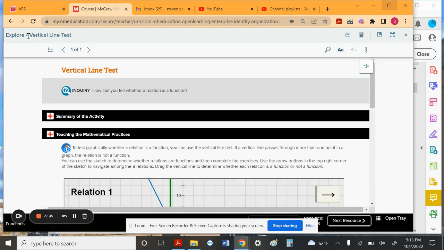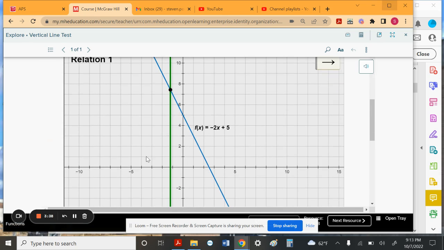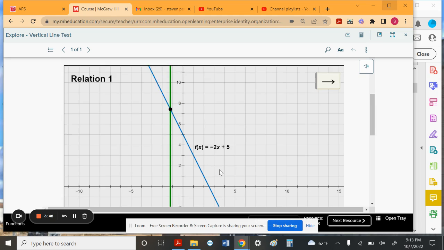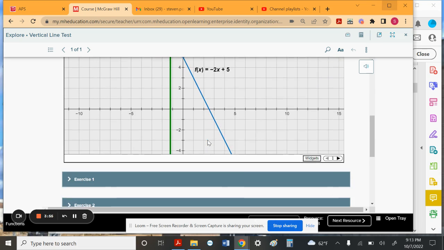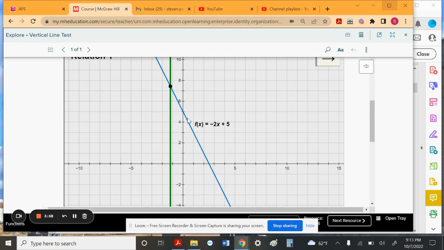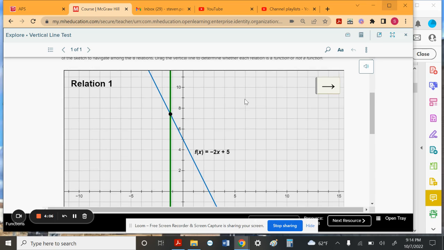And here it is. Vertical line test. What's important about it is that we use it to check. So notice here we have a line, which is f of x equals negative 2x plus 5. Negative 2 is telling me it has a slope going down. We're going to learn slopes and everything else later on. So that means it's going down. If I have my vertical line, notice it crosses at one point. Okay. So I can keep checking and seeing, is it only going to cross at one point no matter where I go? Yes, it is. So let's go to the next one. That means that relation 1 is a function.